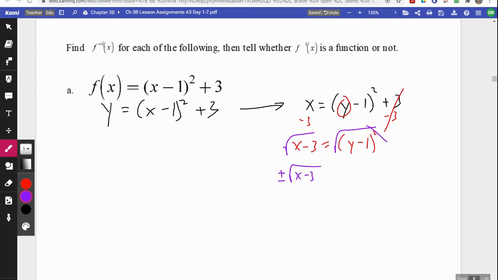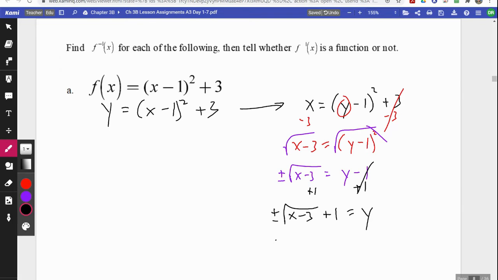This is x minus 3. And then y minus 1 is freed up. And then to get y by itself, the last step would be to add 1. And these won't be like terms. We'll just have a 1 over here. So it'd be positive or negative square root x minus 3 plus 1 equals y. This is the inverse function.